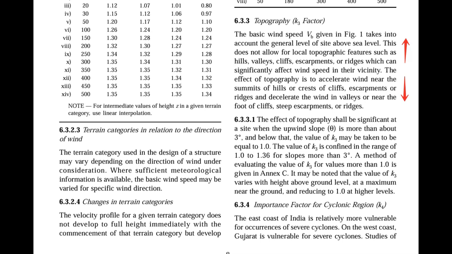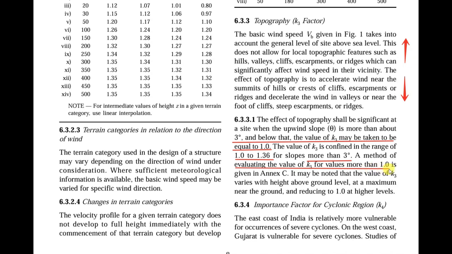The basic wind speed in hills, valleys, cliffs, escarpment or ridges is not the same as the basic wind speed given in the wind speed map of India in IS 875, as it varies with the local topography. So as per the slope, the wind speed will vary for the hills, valleys, cliffs, escarpment or ridges. If the upwind slope is 3 degree and below, the value of K3 is equal to 1, and the value of K3 is in the range of 1 to 1.36 for slope more than 3 degrees.